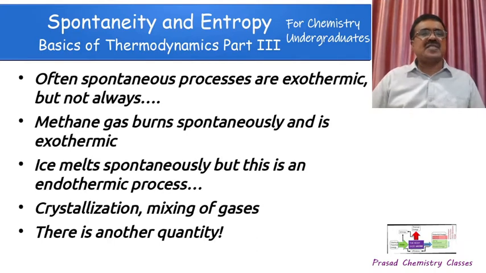We can see that a large number of spontaneous processes are exothermic, just like burning of any fuel or any chemical reaction. There are a large number of chemical reactions which are exothermic in nature. Combination of hydrogen and chlorine, nitrogen and hydrogen, etc. are examples of exothermic reactions. Methane gas burns spontaneously and is exothermic. But we can see endothermic processes too: ice melts spontaneously above 0 degrees Celsius. That is an endothermic process that is happening spontaneously.